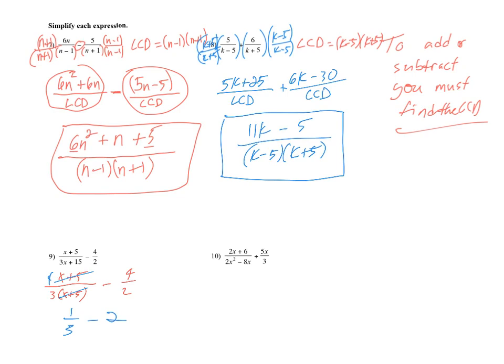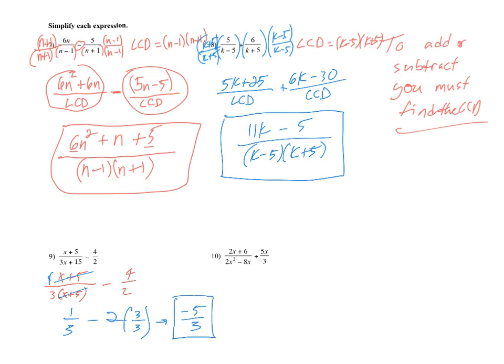Agreed. So we just need to figure out what is 1/3 minus 6/3, right? Because we multiply this by 3 over 3. Okay, so 1/3 minus 6/3 is negative 5/3.